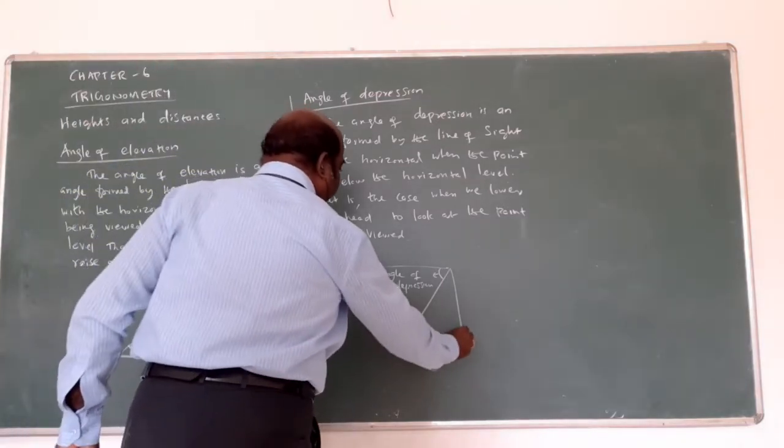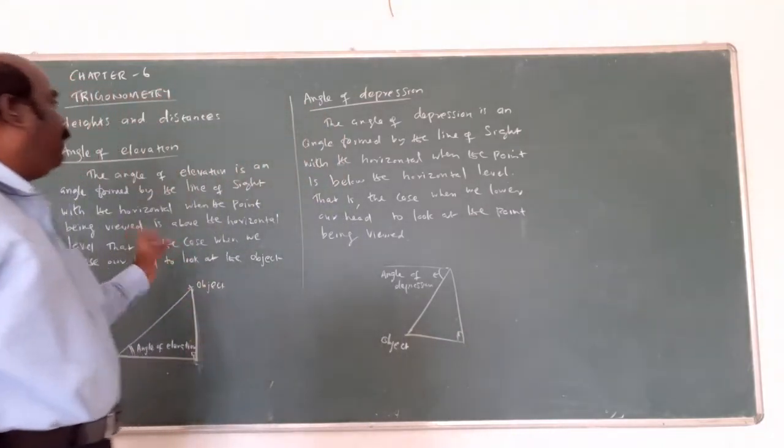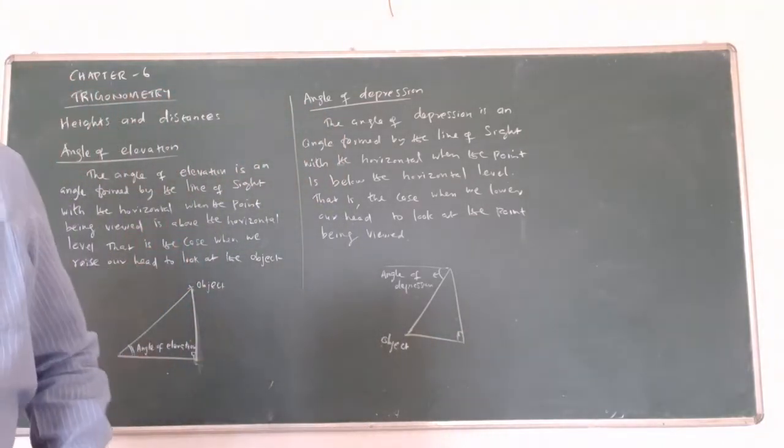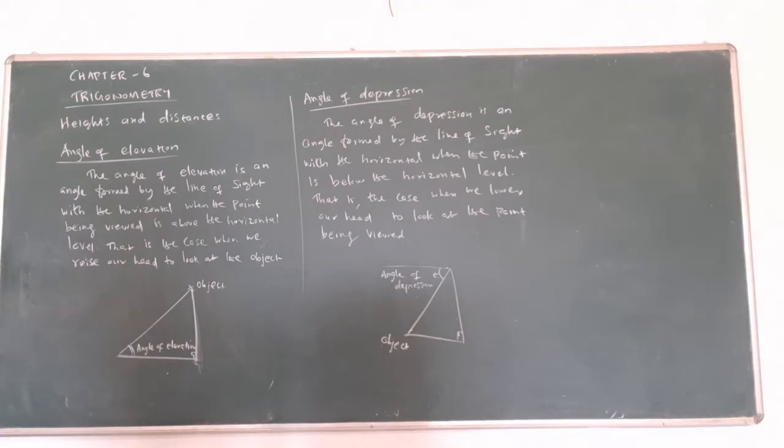Here, this is 90 degrees. Angle of elevation and depression, this is a small idea. By using this idea, we do the remaining exercise.